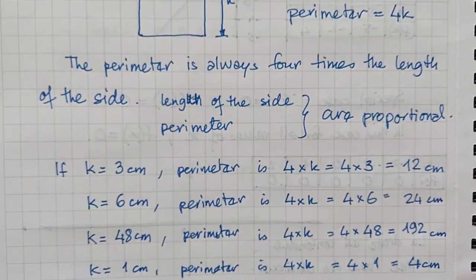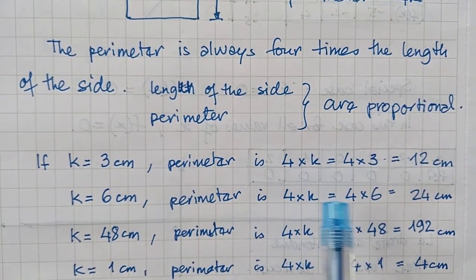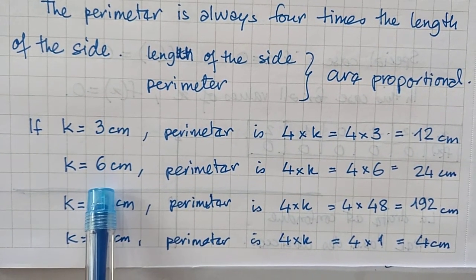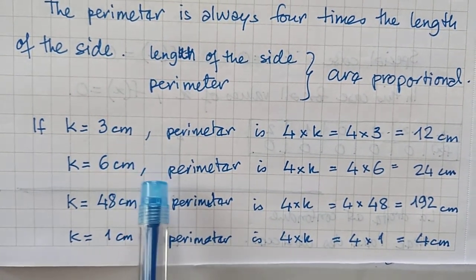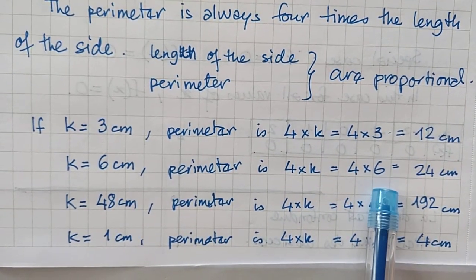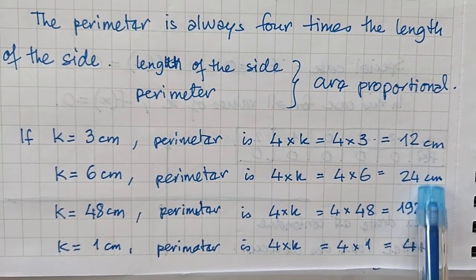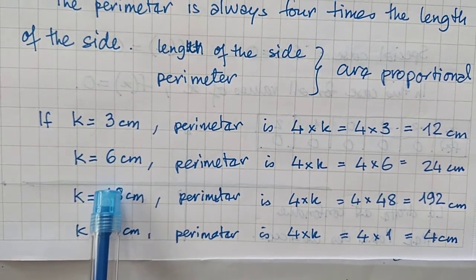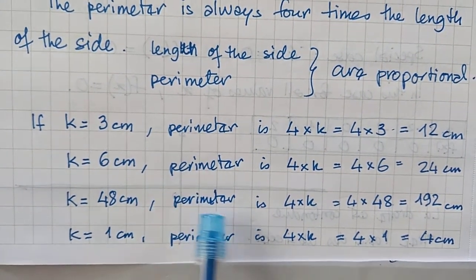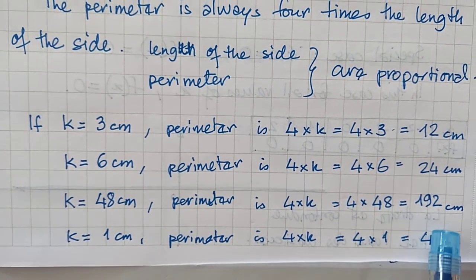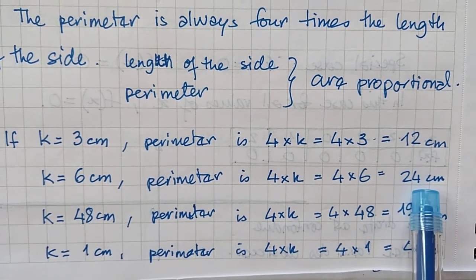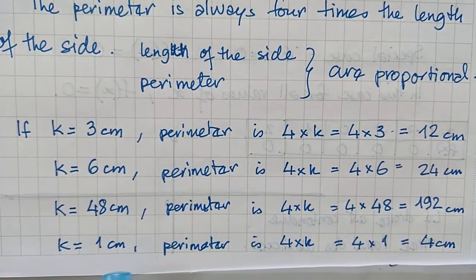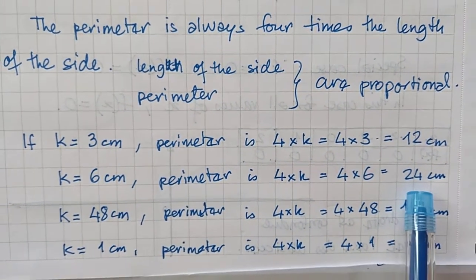If k is equal to 3, the perimeter is 4 into k, 4 into 3, that is 12 centimeters. If k is 6 centimeters, we have doubled this, the perimeter is 4 into 6, which is equal to 24. You see, 24 is double of 12. If I take k equal to 48 centimeters, this is 8 times from here to here. The perimeter is 4 into 48, which is equal to 192 centimeters. If you take 24 into 8, you will get 192. So the ratio is maintained. This is 1 is to 4.